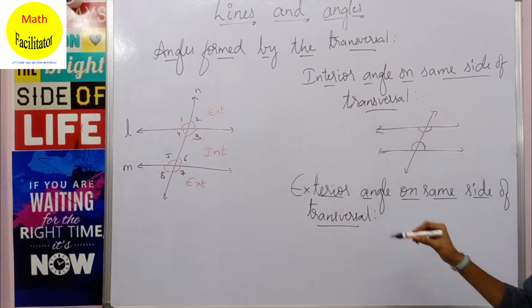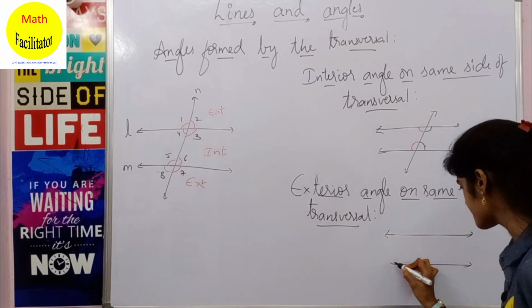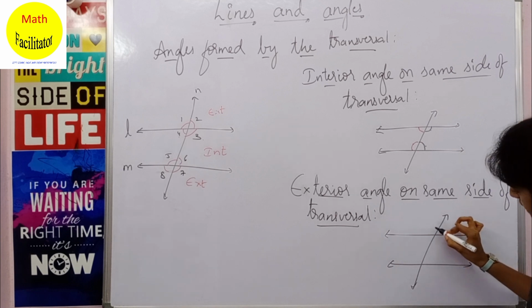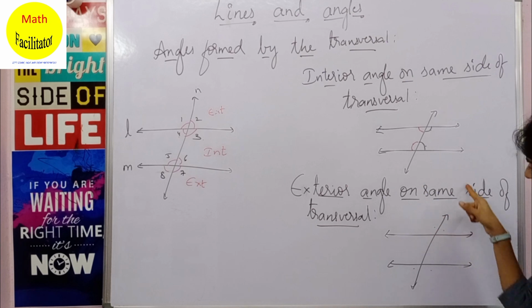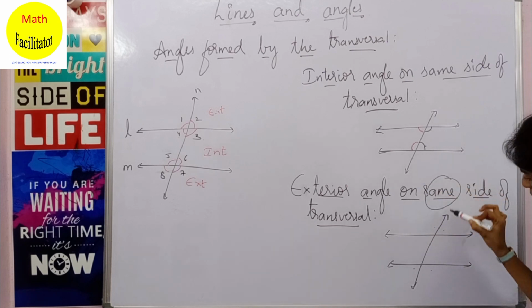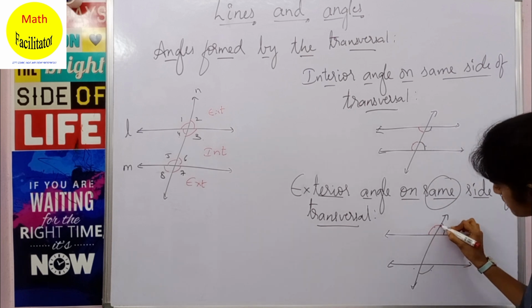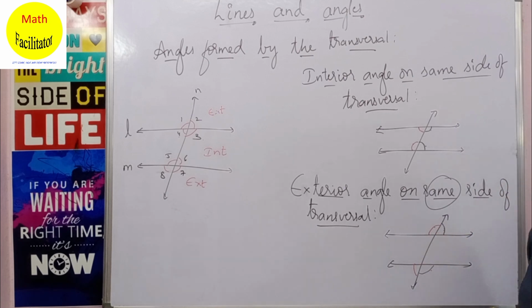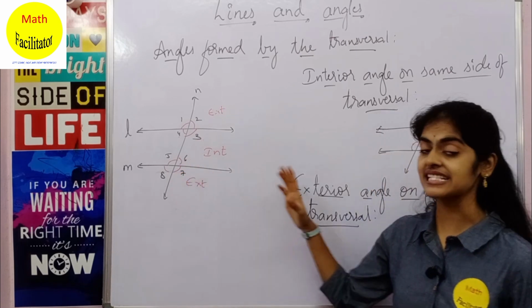Similarly, exterior angles on the same side of the transversal: suppose these are two lines and this is the transversal. You want exterior angles, nothing but these angles. Exterior angles on the same side of the transversal. Same side means if you take one angle here, the other angle will be on the same side. Similarly here, this is also exterior angles on the same side of the transversal. So when a transversal meets two lines, 8 angles are formed, and these are the different types of angles.